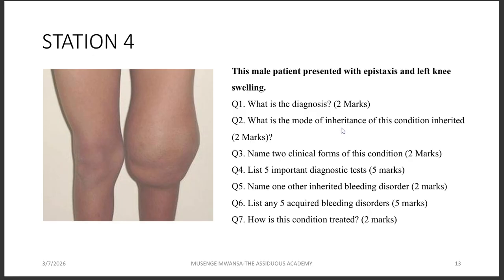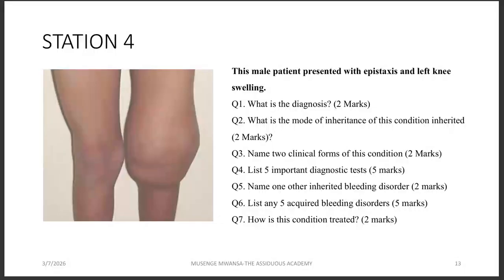What is the mode of inheritance? How is hemophilia transmitted? Okay, excellent. X-linked recessive disorder. So what does that mean? Between males and females, who is likely to have hemophilia? Males, and there's a reason why. In other words, for a male, there's no possibility of being a carrier. You're either sick or you're normal. So females can be carriers and escape.